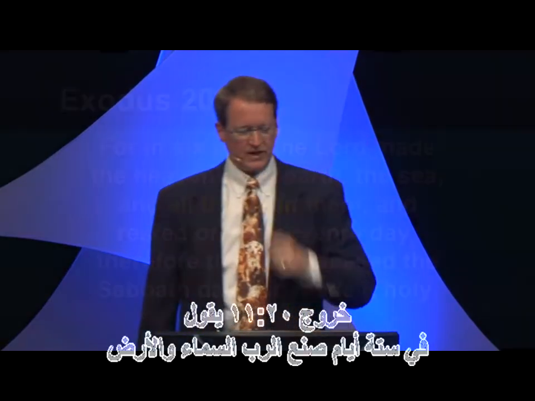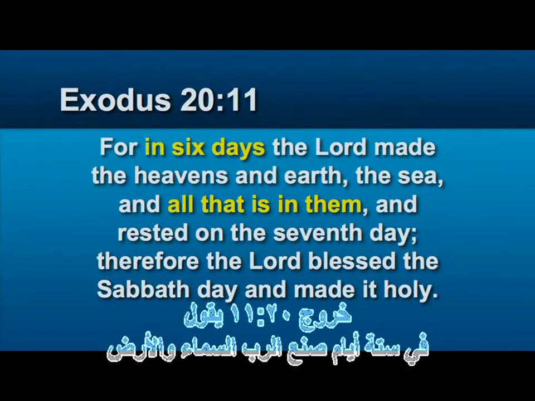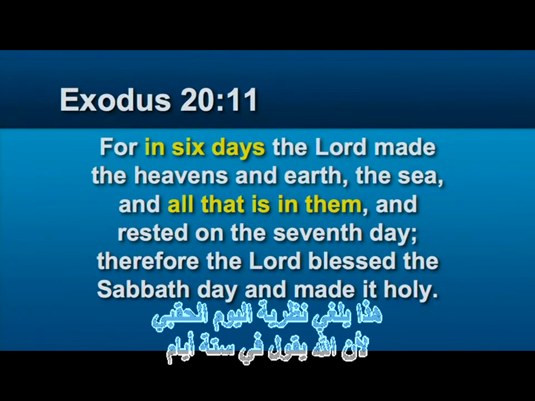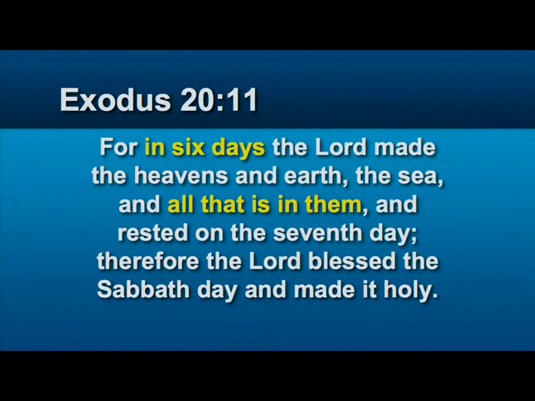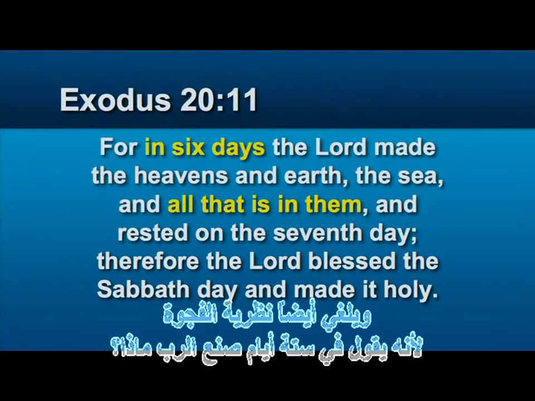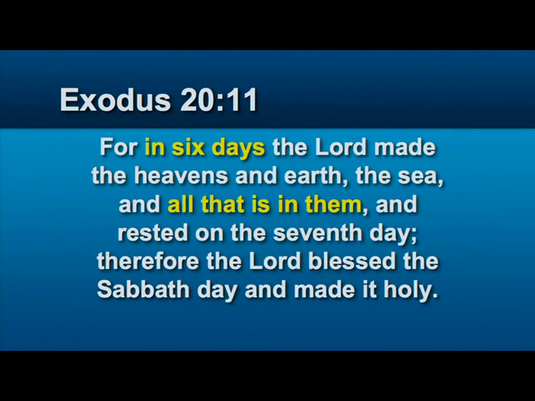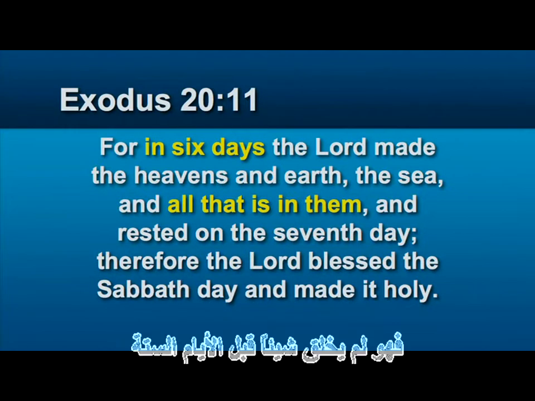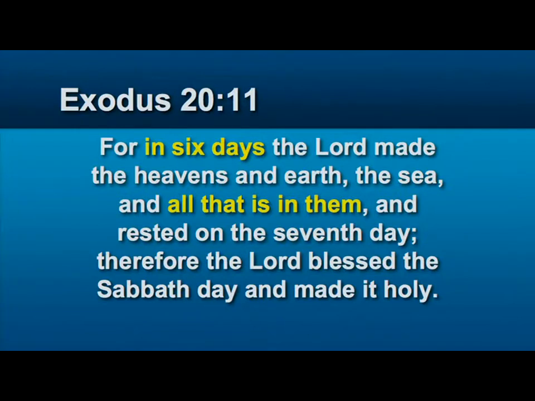It's inconsistent. Exodus 20 verse 11 says, in 6 days God made the heavens and the earth, the sea and all that is in them. That rules out the day-age view because God said in 6 days. It also rules out the gap theory because it says in 6 days God made what? The heavens, the earth, the sea, and all that was in them. He didn't make anything before the 6 days.